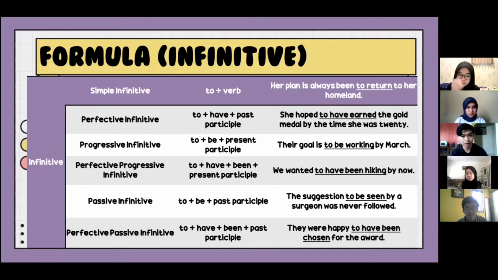Her plan has always been to return to her homeland. She hoped to have earned the gold medal by the time she was 20. Their goal is to be working by March. We wanted to have been hiking by now. The suggestion to be seen by a surgeon was never followed. They were happy to have been judged for the award.